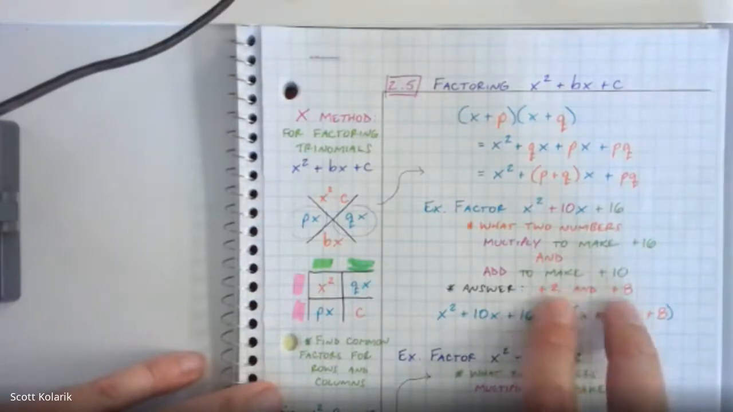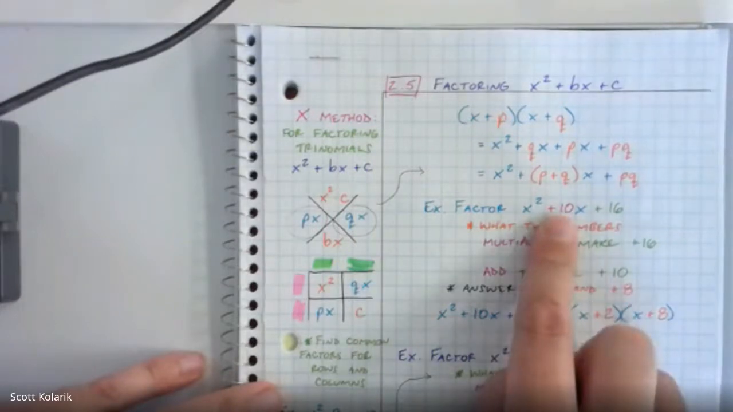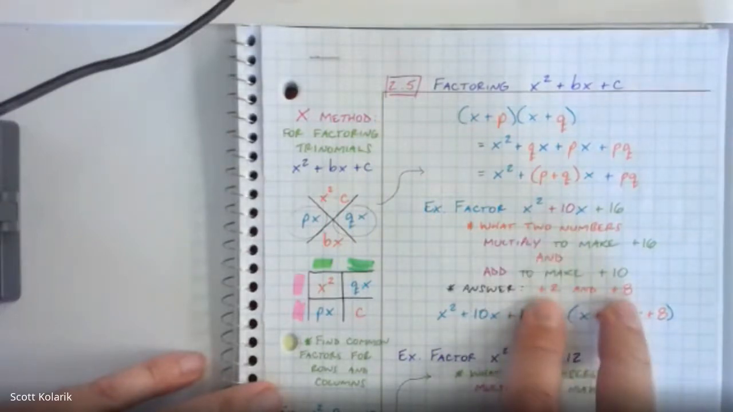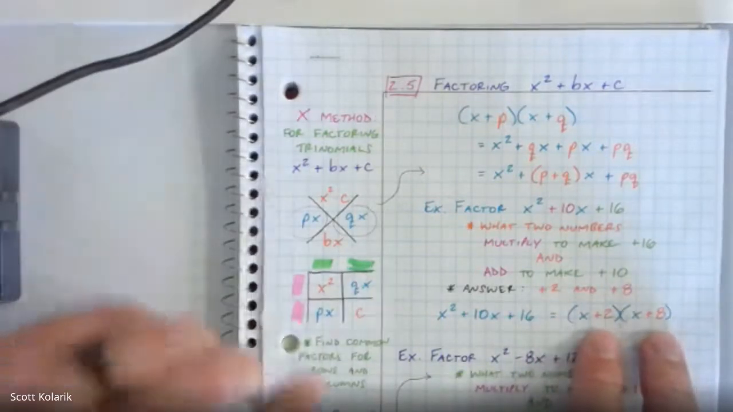Well, so what? What do I do with those two numbers once I've solved the puzzle? They multiply together to give me that last term. They add together to give me that middle term. Great. So what now? These end up filling in the structure here. So where did this structure come from? Up here.